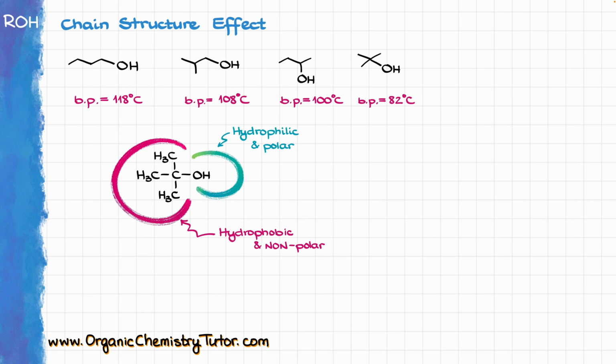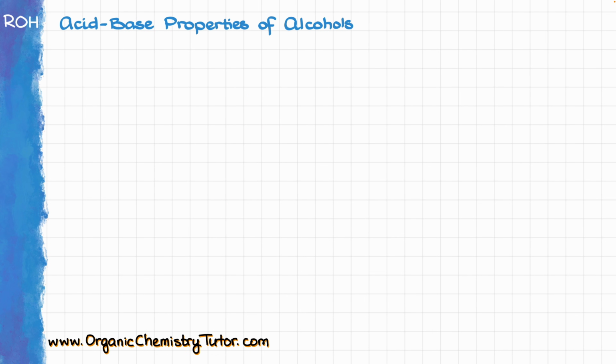Let me redraw it here so I can illustrate it with a slightly different picture. So we have the hydrophobic or non-polar part of the molecule, which I'm highlighting here with red, and we have the hydrophilic or polar part of the molecule, which I'm highlighting with this blue color. And the bulkier that hydrophobic part is, the harder it is for the molecules to interact with each other, and if the molecules don't have efficient interaction, efficient intermolecular forces, the easier it is to boil our molecules and to rip those molecules one from another.